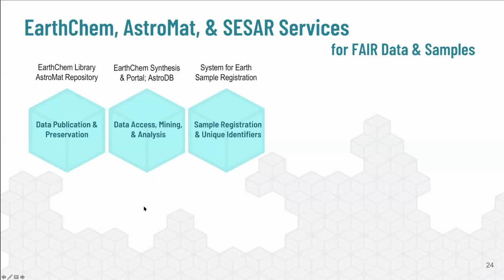So what are the services that these systems provide? EarthChem and AstroMat have, on the one hand, repository services where data that is submitted by users can be published and archived. But then we also maintain compilations of data, the EarthChem synthesis. Many of you might know it under the name of PetDB still, but as its content is broadening, we are naming it now the EarthChem synthesis and the Astro database.